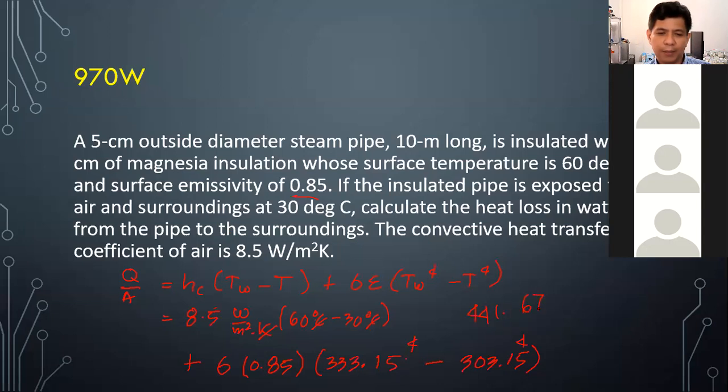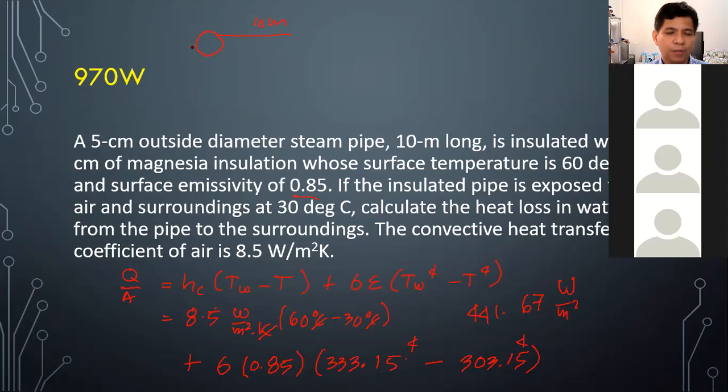So, this is equal to approximately 441.67. Pero syempre, ano pa lang to, watt per meter squared. So, ang tinatanong kasi is the wattage, ano? So, we need to calculate the area. Yung area ng pipe. Ano ba yung area ng pipe? Yung sangkot sa heat transfer. So, yung area ng pipe na sangkot sa heat transfer is ito, ano? So, ang kanyang length ay 10 meter.